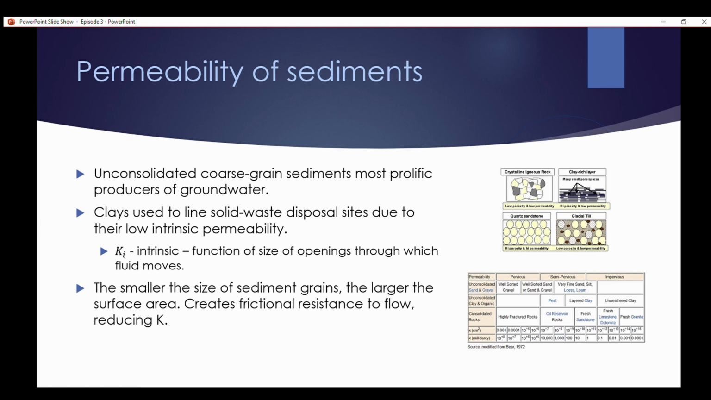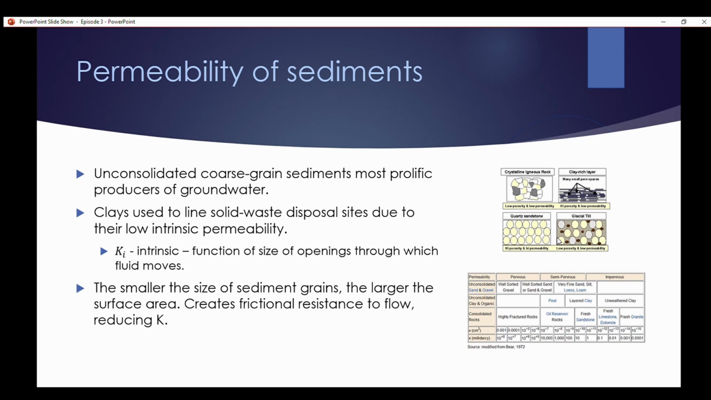So here we have a nice little image showing crystalline igneous rock, which I'll talk about a little bit later, but it has low porosity and low permeability. There's hardly any void spaces. And then here's a clay-rich layer. So you have small pore spaces, basically none vertical, all horizontal, but they're still very small. So you have high porosity, a lot of small pore spaces, but your permeability is very low. And then quartz sandstone, obviously well sorted, is going to have high porosity and high permeability.